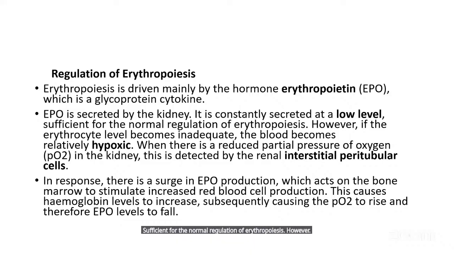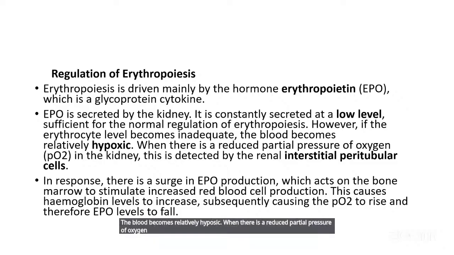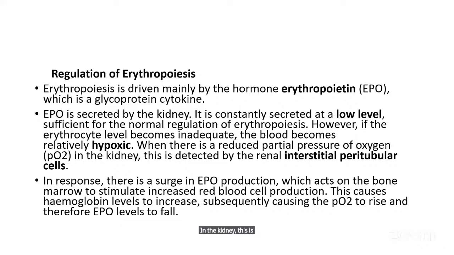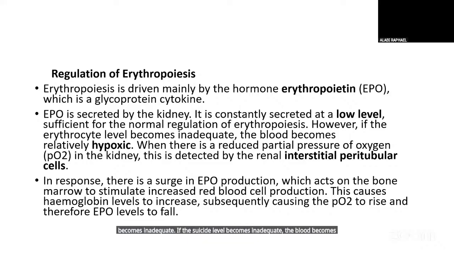However, if the erythropoiesis level becomes inadequate, the blood becomes relatively hypoxic. When there is a reduced partial pressure of oxygen, that is PO2, in the kidney, this is detected by the renal interstitial peritubular cells, IPC.